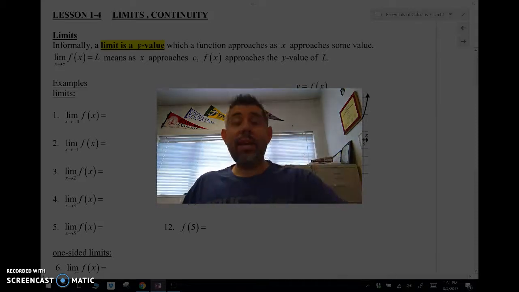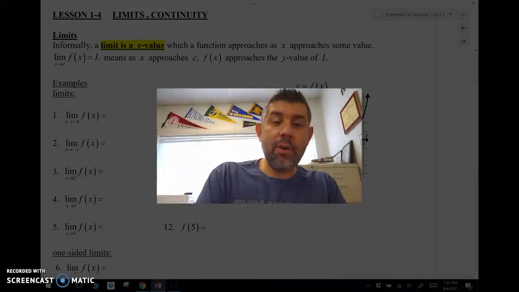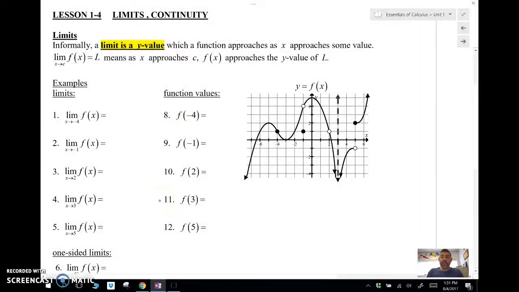First, limits and continuity. Let's take a look at this graph here. The basic idea of a limit is that a limit is a y value which the function approaches as the x goes closer and closer to another value. So let me put the screen up here so you can see my hand movement. As the x value gets closer and closer to a value, what does that y value approach? That's what a limit is.